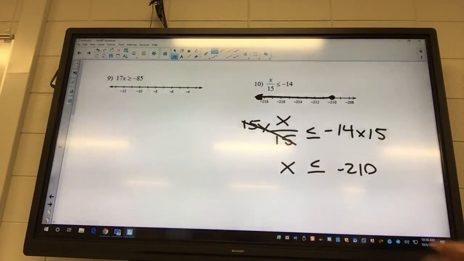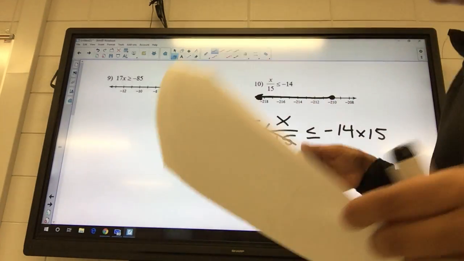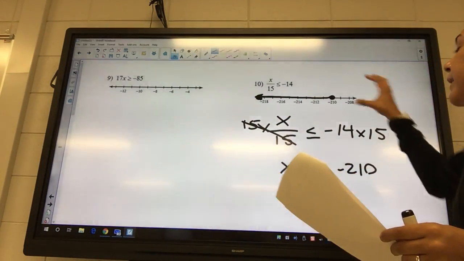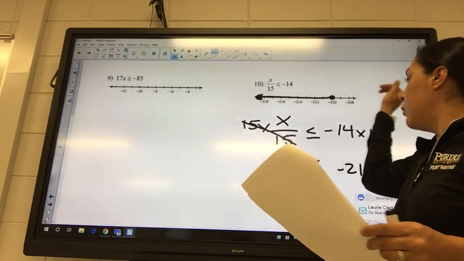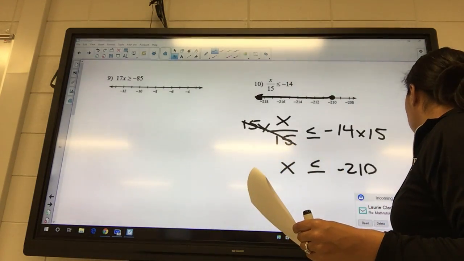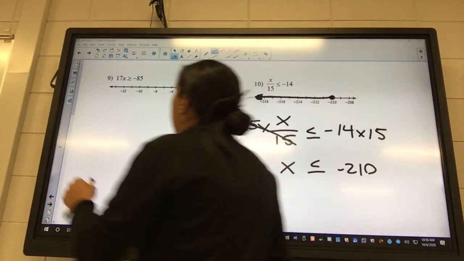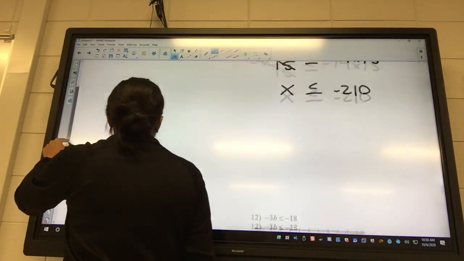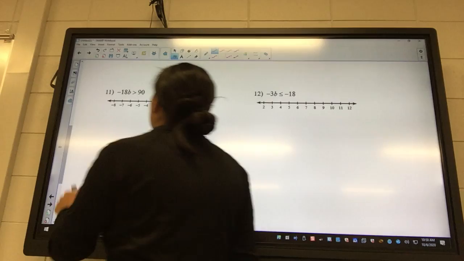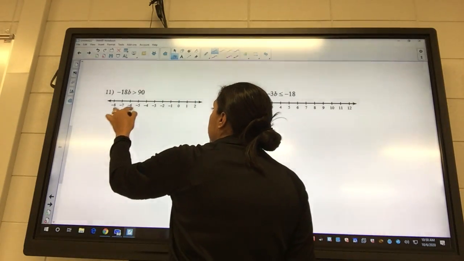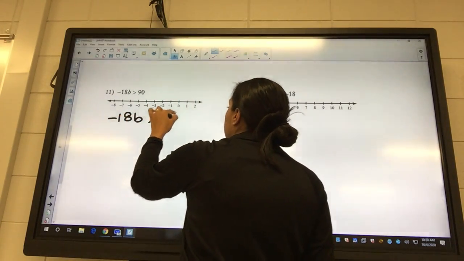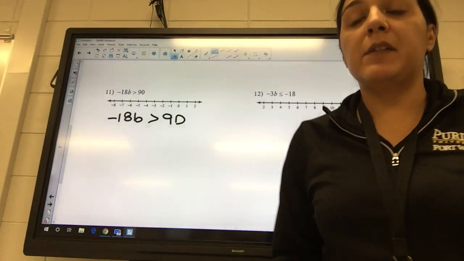If you forget to flip the sign, not only is your problem wrong, but it also makes the way that the arrow is pointed wrong. Okay, let's look at 11. 11 says negative 18B is greater than 90. What type of problem is this right now?